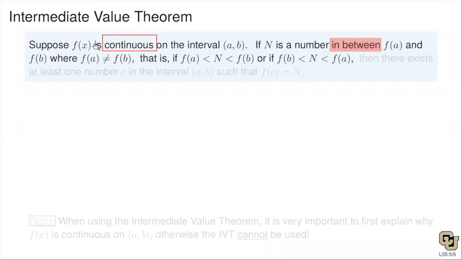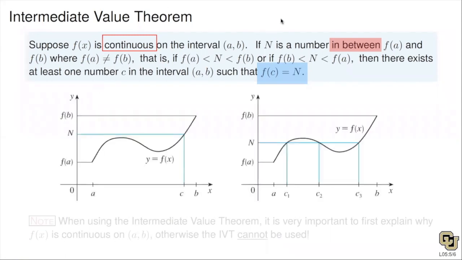then the conclusion is there exists at least one number, c, in the interval such that f of c equals N. So we're saying that if capital N is in the range of a continuous function, then there must be some input value in the domain that will map to capital N.